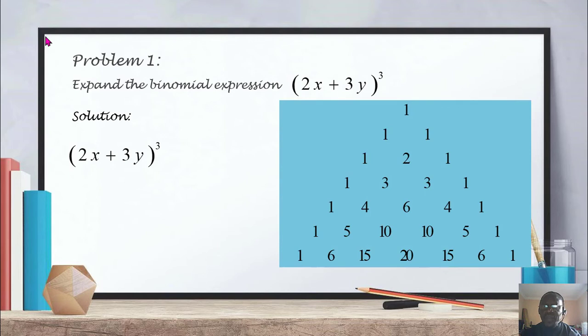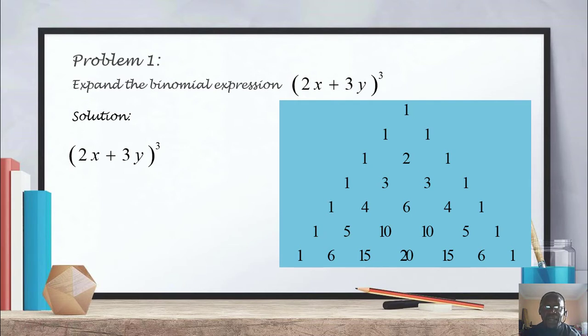Recall, in the last lesson we constructed this binomial triangle, and I won't go over it. If you don't know how it was constructed, please refer to the previous lesson. Okay, so which rows are we going to use as coefficients for expanding this binomial expression?